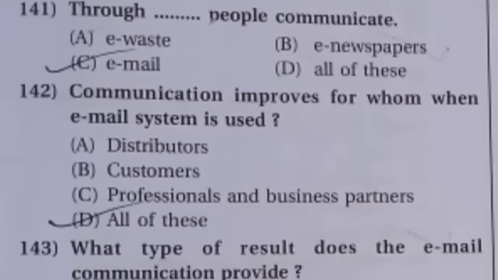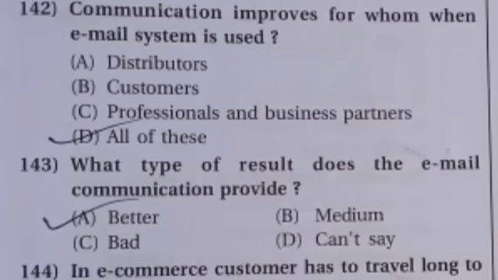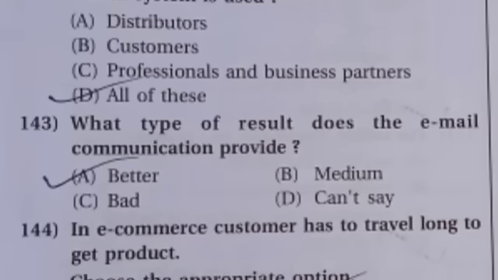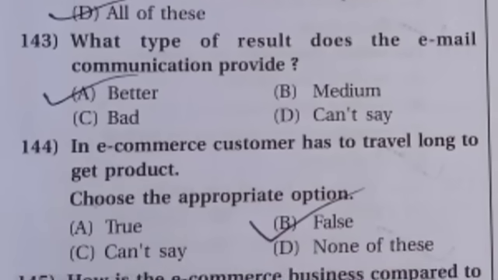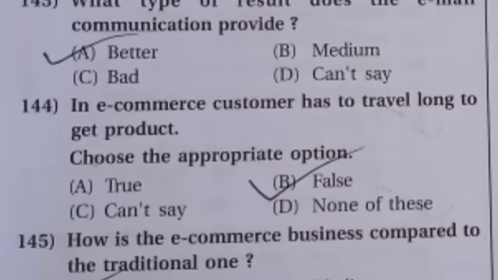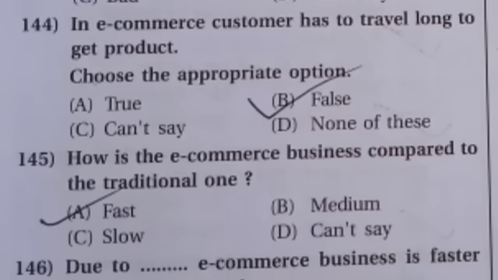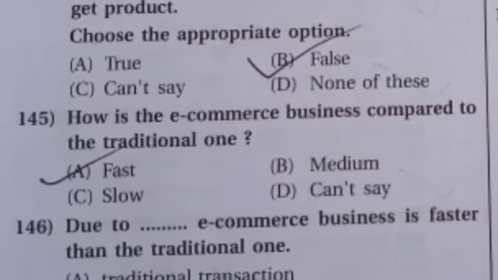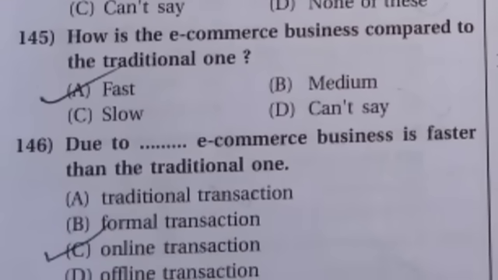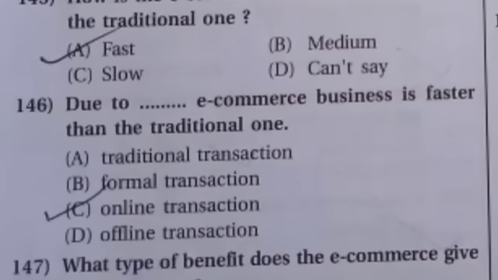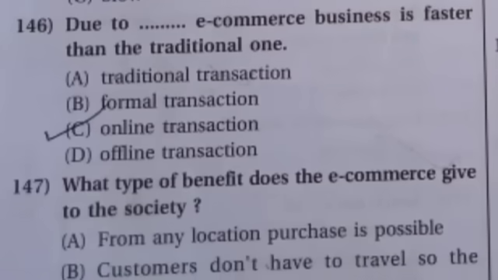Communication improve for whom when email system is used. All of this D answer है. What type of result does the email communication provide? A. Better. In e-commerce customer has to travel long to get product. Choose the appropriate option. B. False answer है. How is the e-commerce business compared to the traditional one? A. Fast. Due to dash e-commerce business is faster than the traditional one. C answer है online transactions.